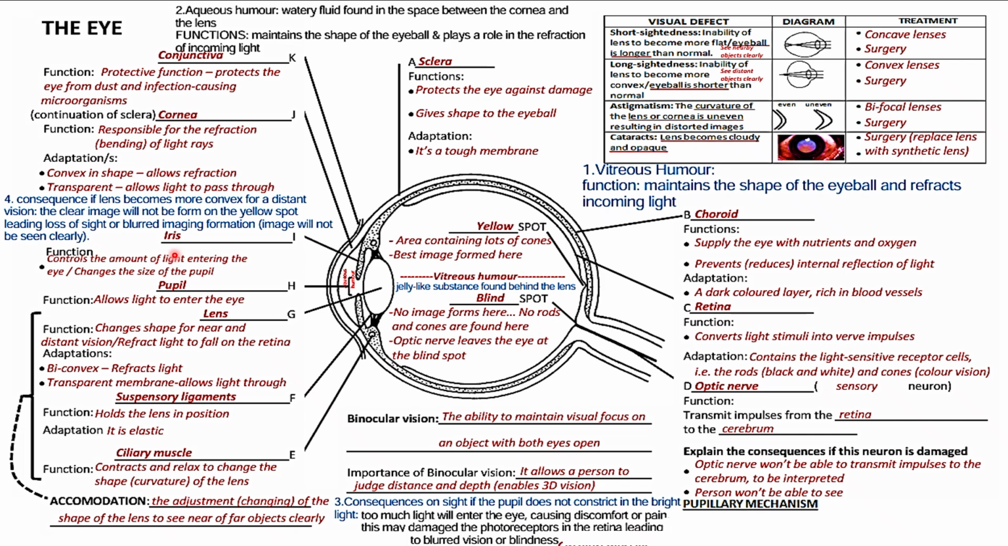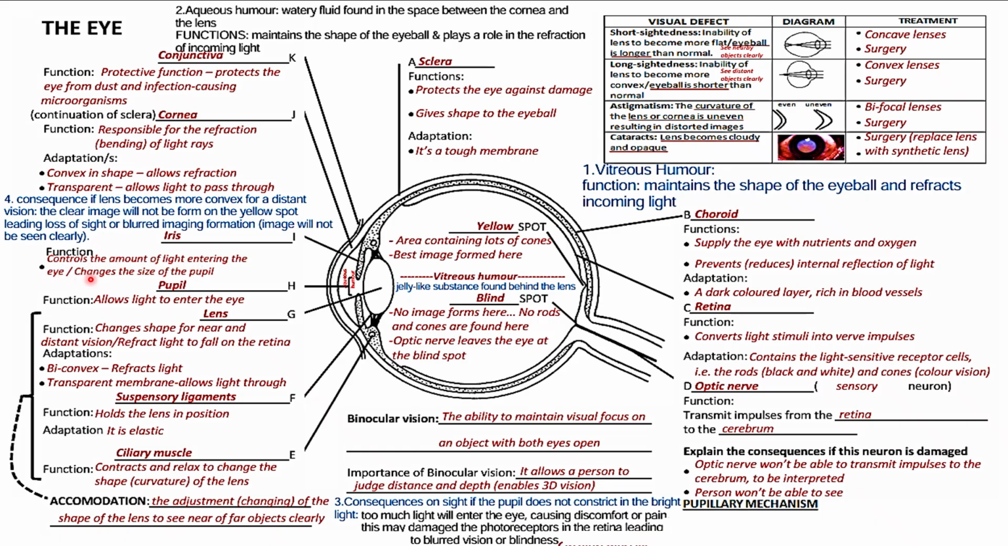So let's start with the iris. What are the functions of the iris? This is the iris here. You see, that's the iris, and in between it is the pupil. So what does it do? The iris controls the amount of light entering the eye.